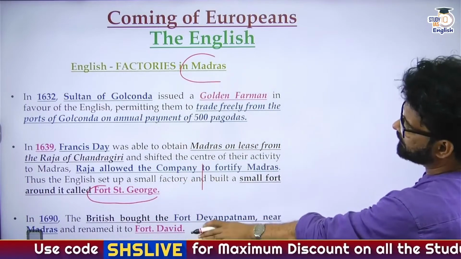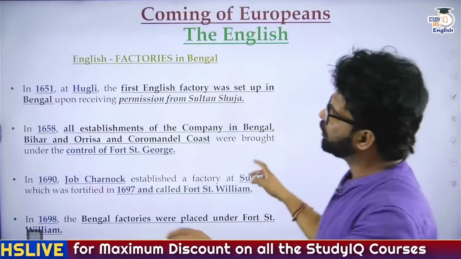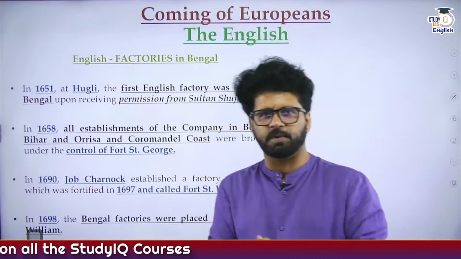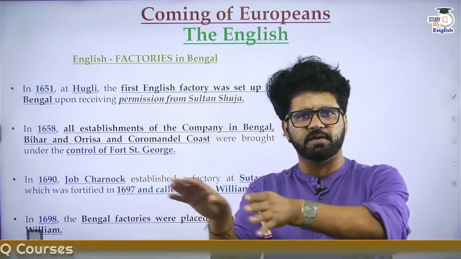So around 1651, they will focus their attention on Bengal, the Hooghly region, 1651. You again have to do the chronology. Who is ruling in this period? Again, Shah Jahan is ruling, 1627 to 1658.